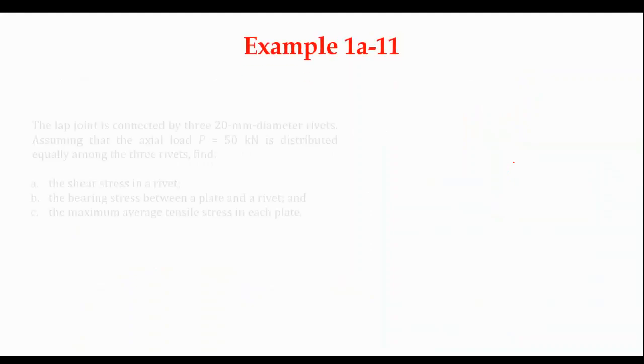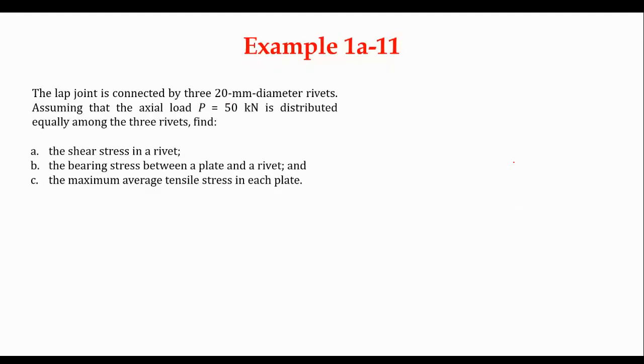Okay, so let's have an example. The lap joint is connected by three 20 millimeter diameter rivets. Assuming that the load P is equal to 50 kilonewton, it is distributed equally among the three rivets. First is the shear stress in the rivet.